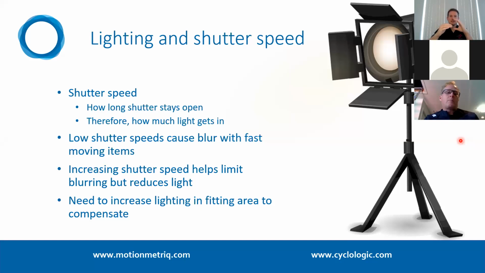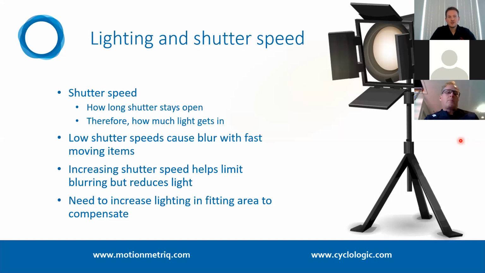So you're capturing the pedal, let's say, being here and moving to there. So it's going to blur the movement between those two positions. Increasing the shutter speed helps to limit that blurring, but it reduces the amount of light that gets in. So to counter that, you need to make sure that your Fit Studio is nice and bright, and that should help with any blurring effect, or help you increase the shutter speed.